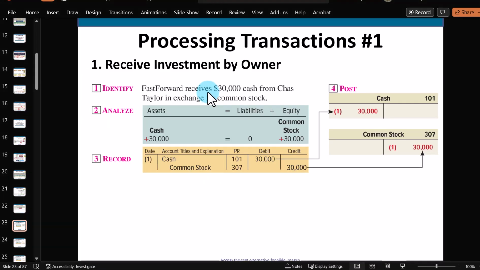transaction we're given back in Chapter 1, where we had the company, Fast Forward, receiving $30,000 of cash from the owner, Chas, who's going to be receiving common stock of the company. When you take a point of view in recording your transactions, you're always going to be viewing it from the viewpoint of the company, Fast Forward, and not the owner, Chas. It's the company receiving the money here. We have to increase that cash asset. We learned that cash assets are increased with debits.